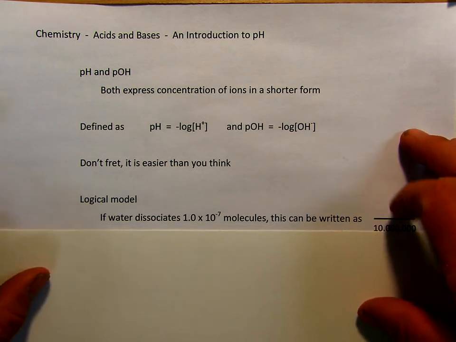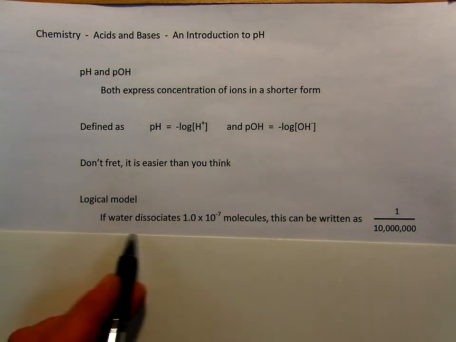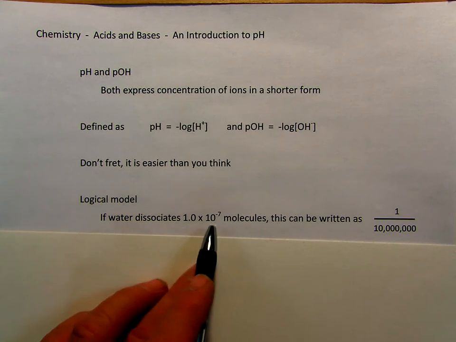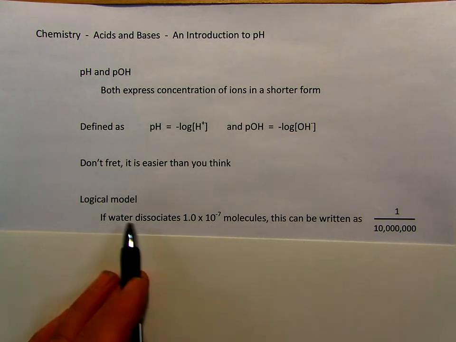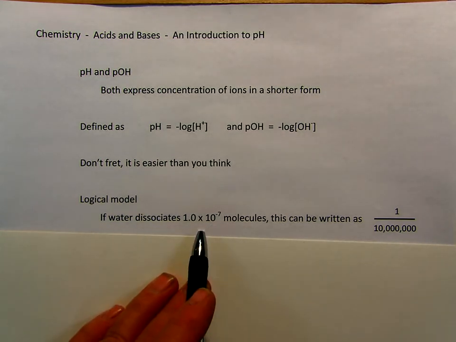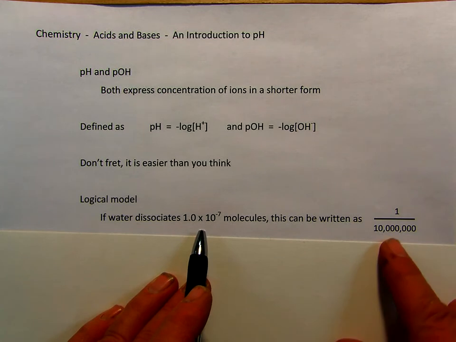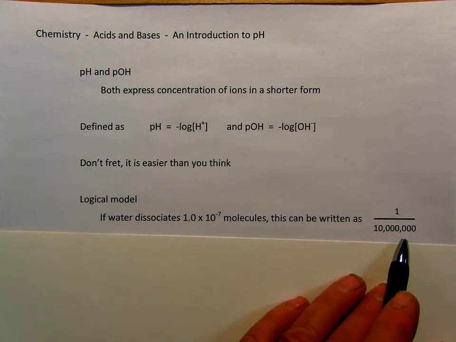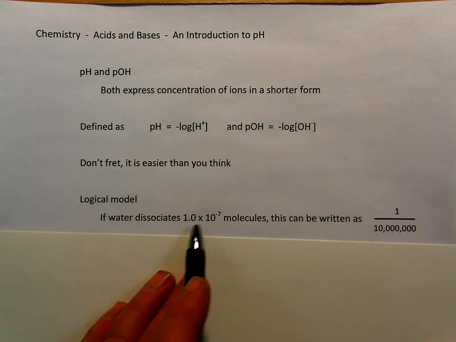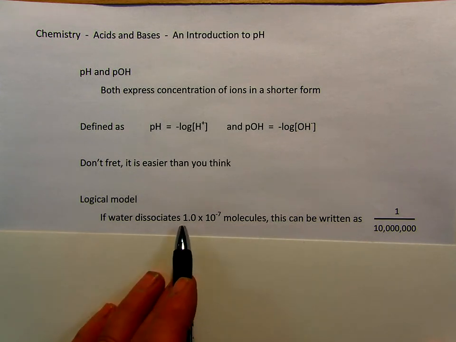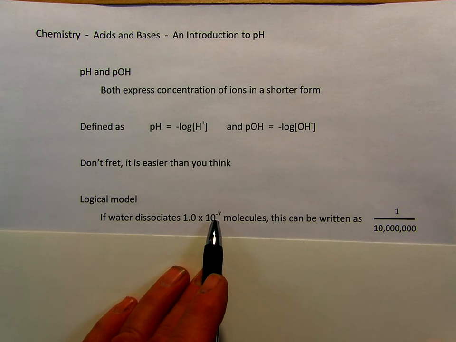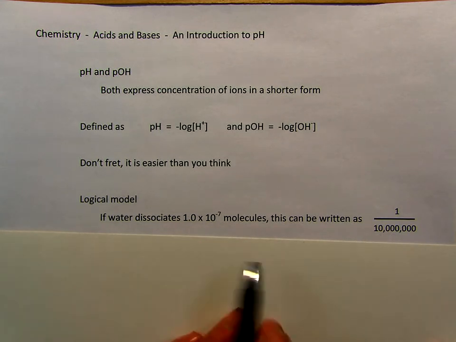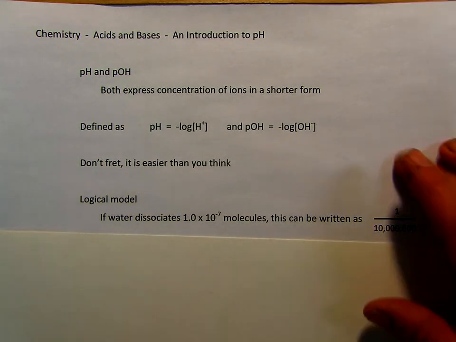Let's look at a logical model. If water dissociates 1 times 10 to the minus 7 molecules, and we saw that from the last video, that's equal to the concentration of the hydrogen ion, or it's equal to the concentration of the hydroxide ion as well. It can be written this way, 1 over 10 to the 7th. Do you agree with that? That's what the negative means, it's in the denominator. 1 over 10 to the 7, or 10 million in the denominator. That's the logic of it.